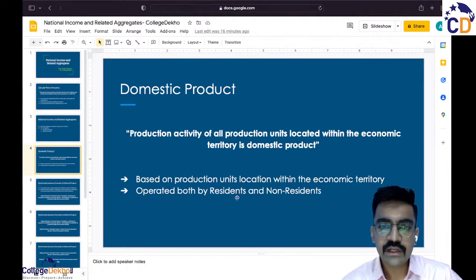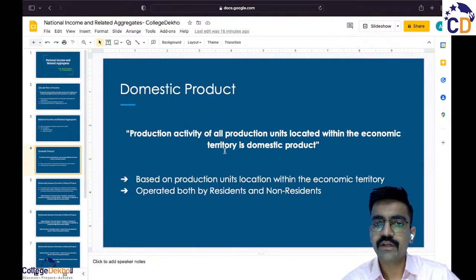So, production activity of all production units located within the economic territory is domestic product. Now, production activity, as in it could be manufacture or it could be production of a service, right? So, production activity that is related not just to physical goods but services also. So, production activity of all production units located within the economic territory.